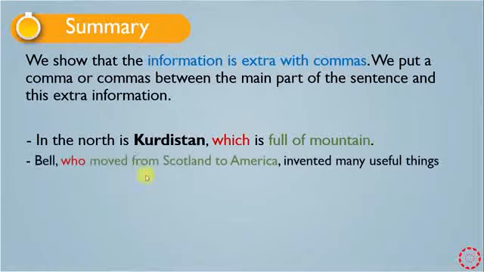Look at the second example. Bell, who moved from Scotland to America, invented many useful things. In this example, moved from Scotland to America is extra information related to the subject of the first sentence, which is Bell. That's why we use who, and then we add this extra information between 2 commas.